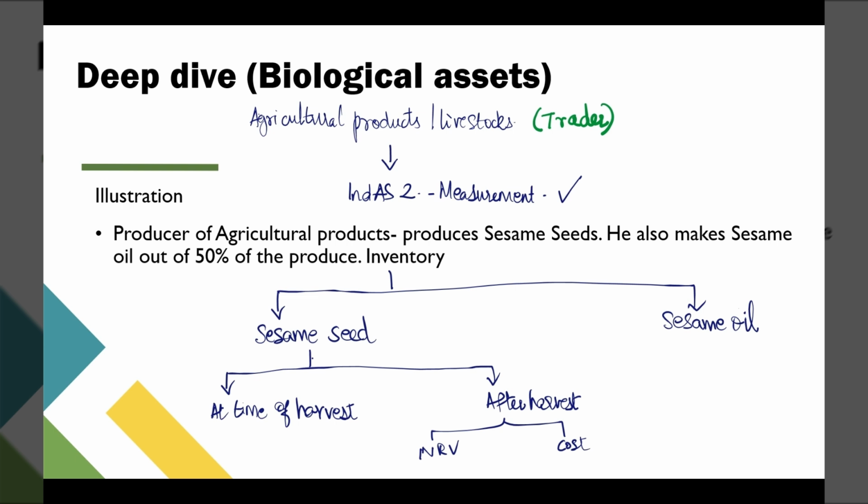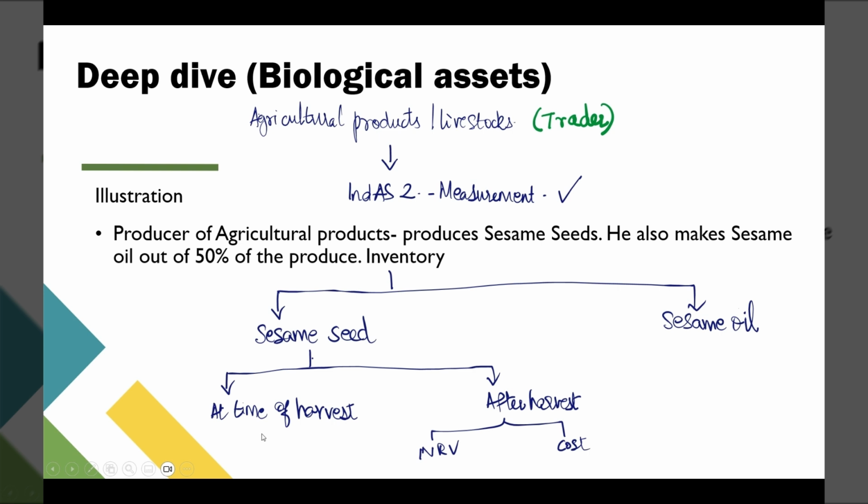Let me give you an illustration. A producer of agricultural products produces sesame seeds. He also makes sesame oil out of 50% of the produce. So what does he have in his inventory? He has sesame seed and sesame oil. Now, I open a question to you. How is Ind AS 2 applicable at the time of harvest and after the harvest?